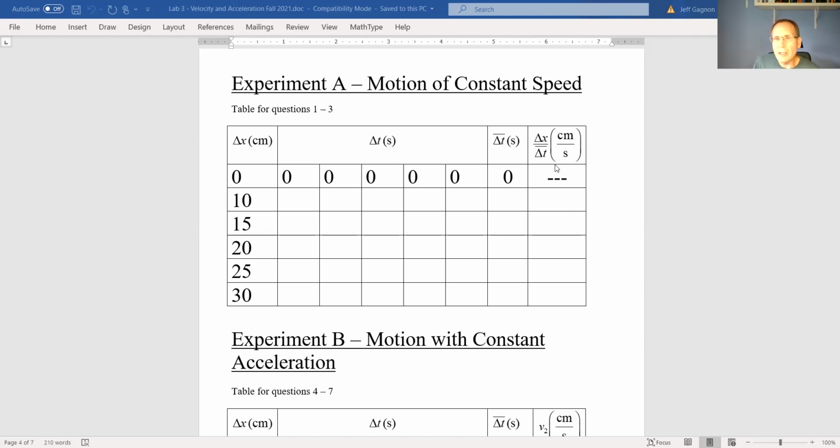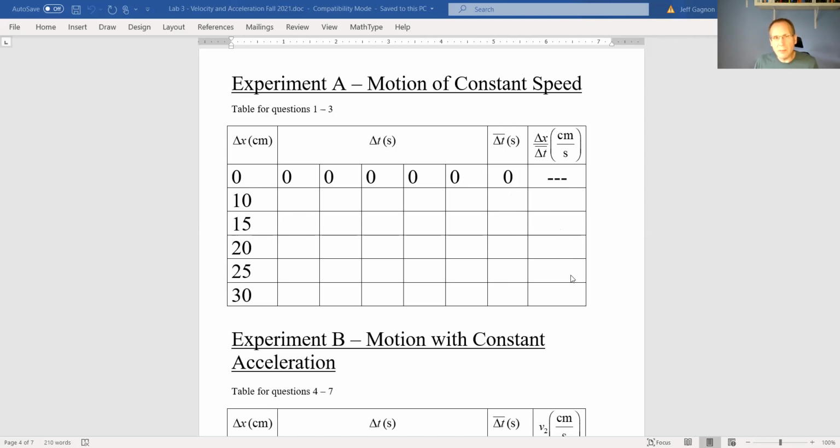Now, the last column here is delta x over delta t. That's your average velocity. So to calculate it, for instance, for the first case, you're going to take the change in position, which is really the flag length. The flag length really represents the change in position or the displacement. You're going to take that flag length, say 10, and divide by the average time it took to pass through, and that's going to be your average velocity. Then for the next one, you're going to take this flag length, 15, divided by the average time. That's going to be this velocity, and so on.